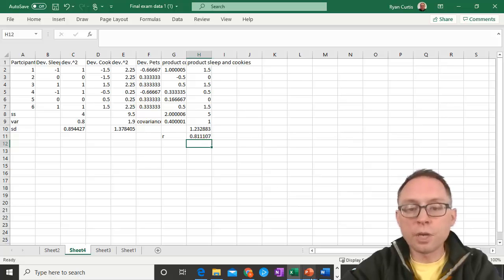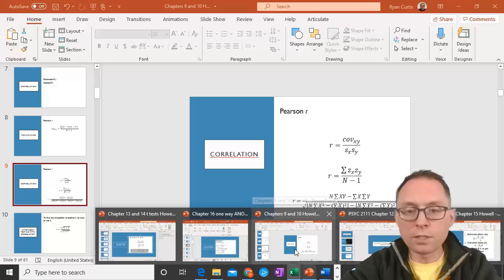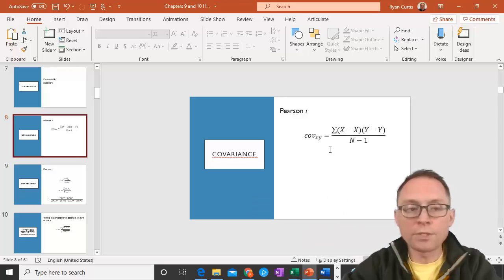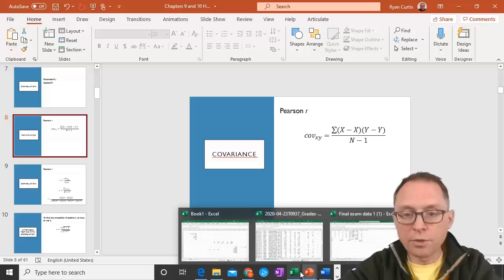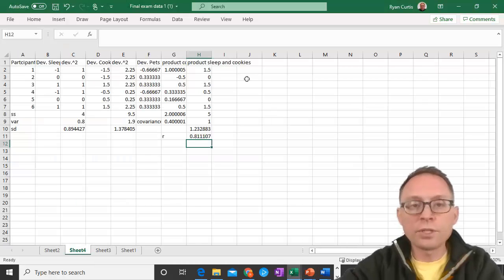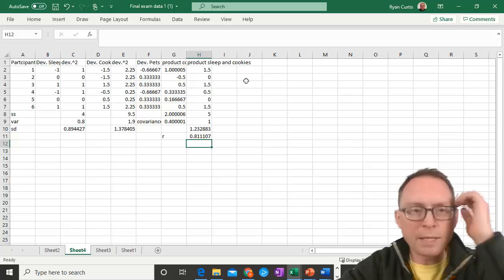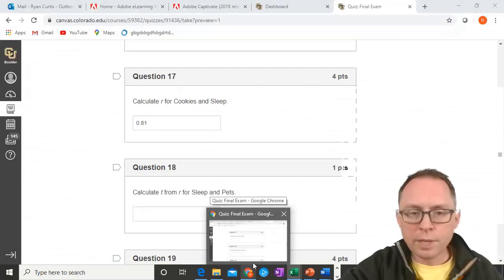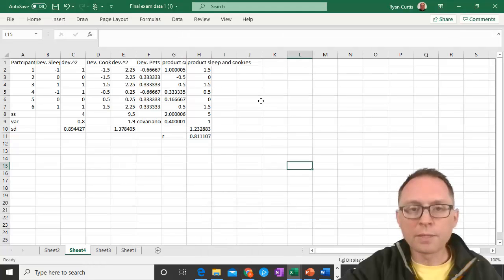So first, just to remind you of what we're doing, we're going to take the covariance of x and y. The covariance is the sum of the deviations multiplied by each other divided by n minus 1. That's the covariance. We got to get r, then we got to get t out of it. All right, so here we go. We're going to do sleep and pets now, right? Let me make sure I do the right one. T for R for sleep and pets.